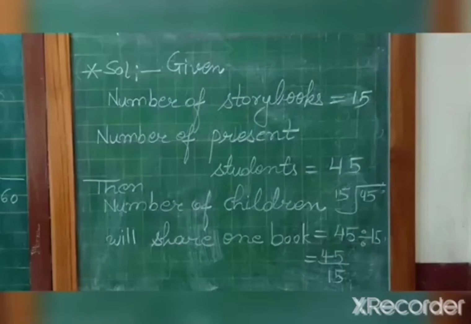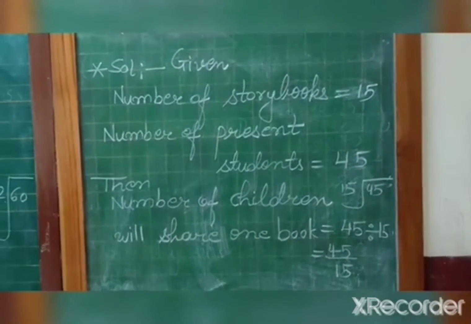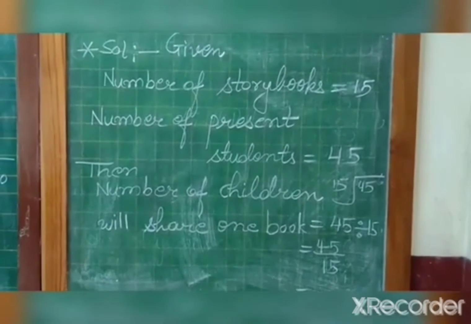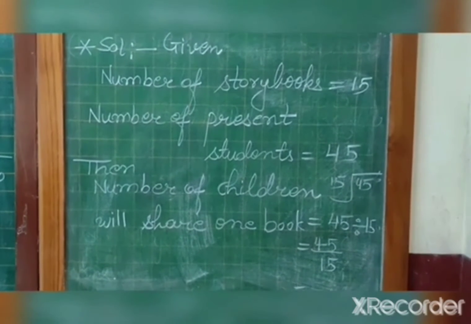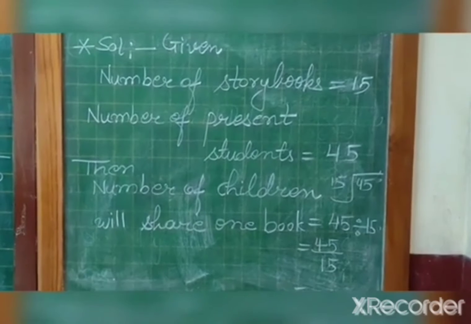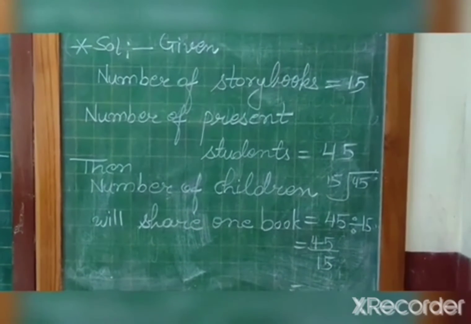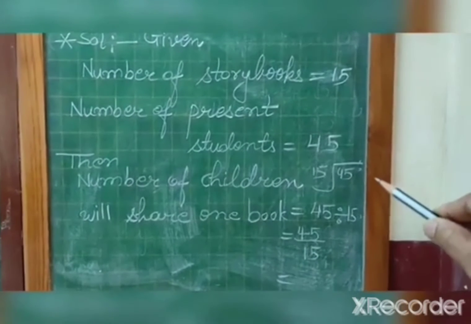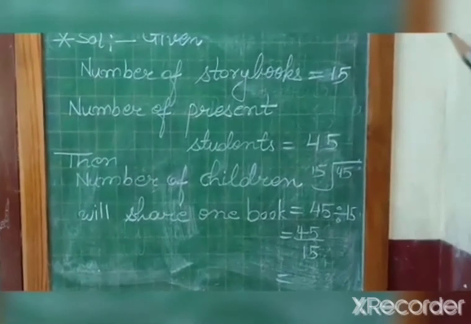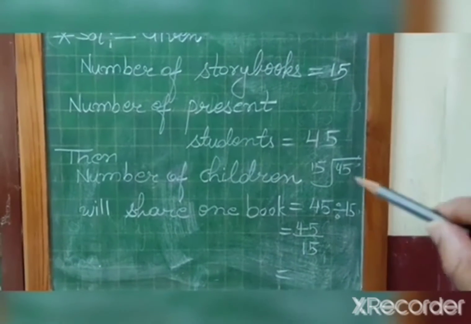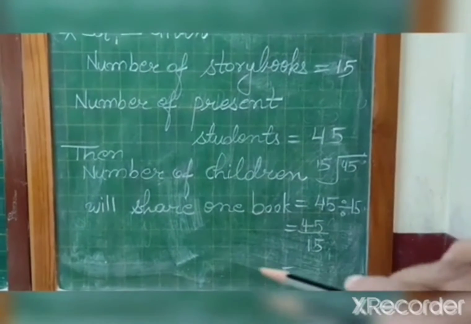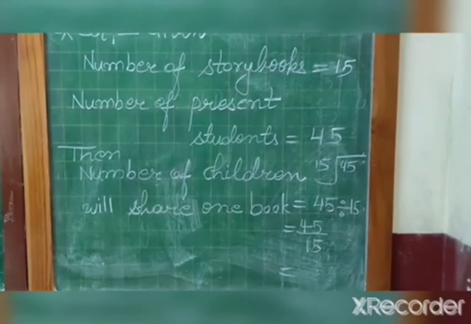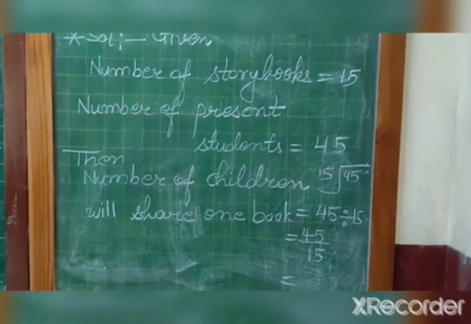Let us start. You can see here, given number of story books is equal to 15, number of present students is equal to 45, the number of children who will share one book is equal to 45 divided by 15. You will show the method. I don't have enough space, so that's why I am not solving, but division you know. Form the table, then you will get the answer. In the statement form you will write, so dash number of children will share one book.